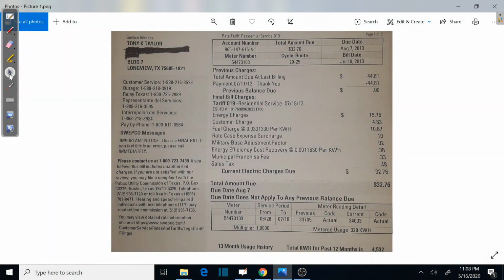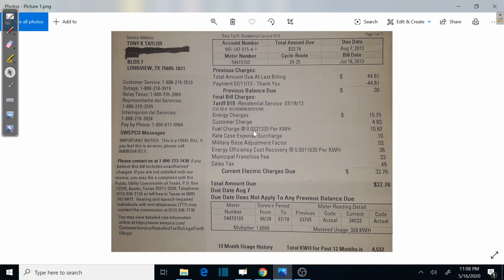Everyone. In this video right here, I want to show you all how to use your electric bill in order to fill out your table of calculations for your project. So this is an example of one of my bills from a few years ago when I stayed in my apartment. And I want to show you guys something here.